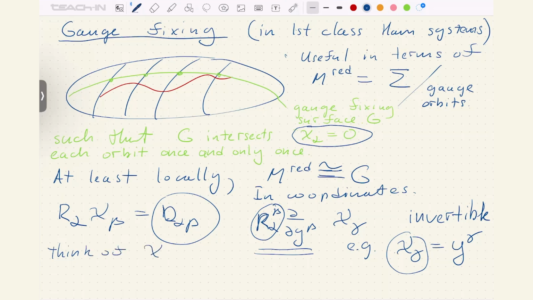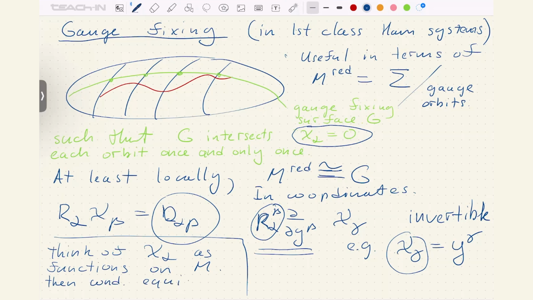Think of chi alpha as functions, uplift them to the entire phase space, to functions on M. Then this condition is equivalent to the Poisson bracket of T alpha, because it generates R alpha, with chi beta on sigma being invertible. Does it remind you of something?